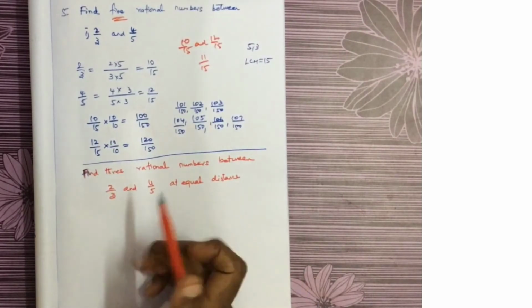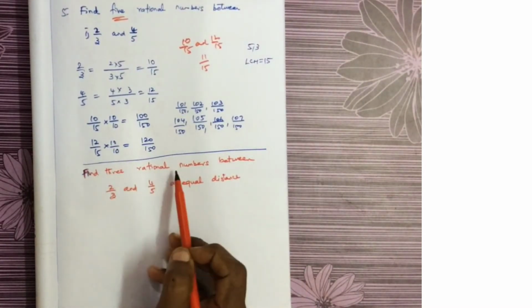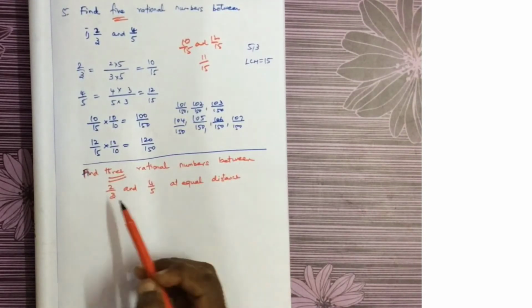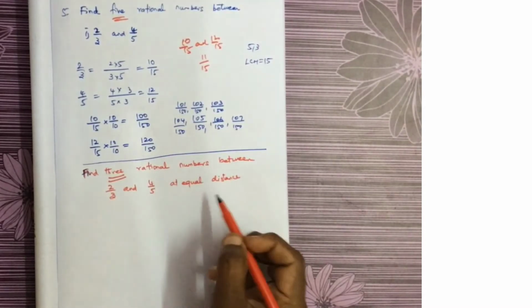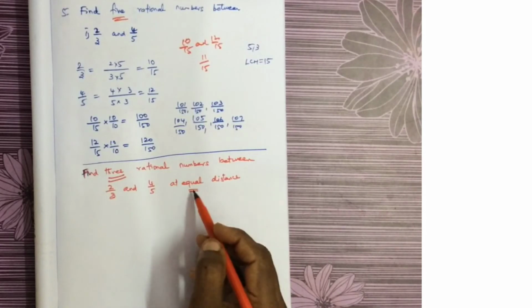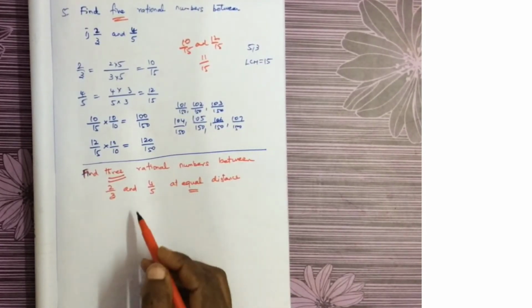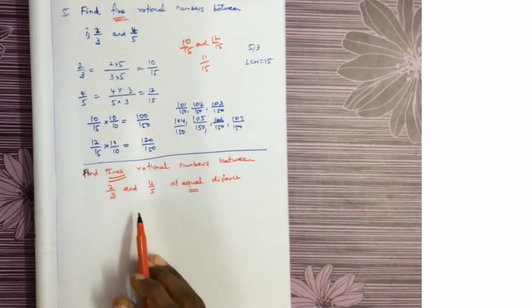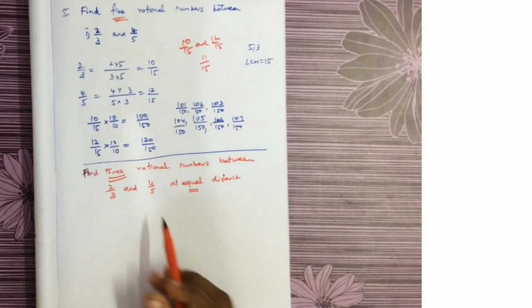This you can try: find 3 rational numbers. The same problem, I am asking for any 3 rational numbers between 2/3 and 4/5 at equal distance. So you have to take the mean and find the 3 rational numbers. You can solve this on your own. If you have any doubt, you can ask.